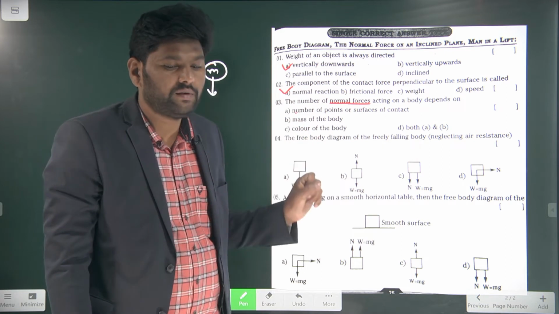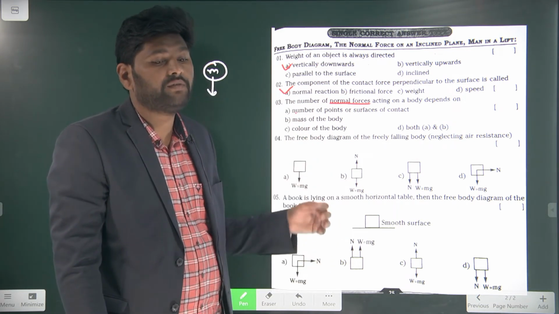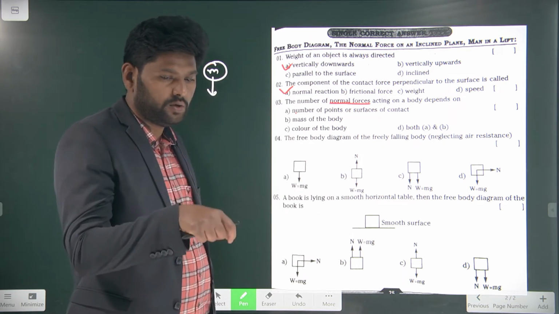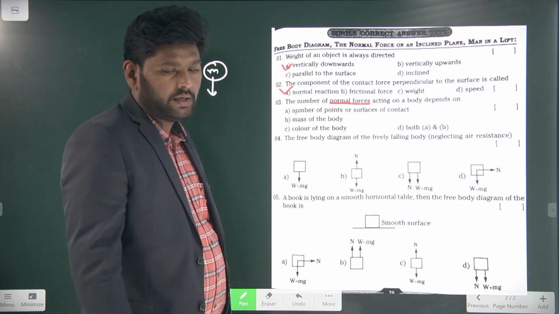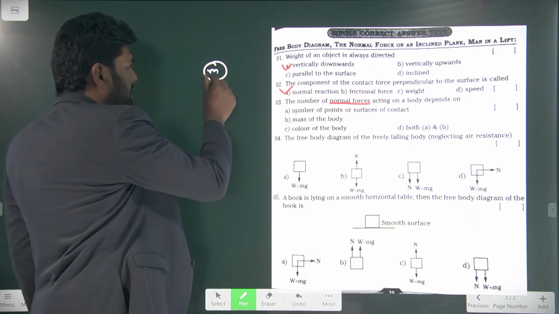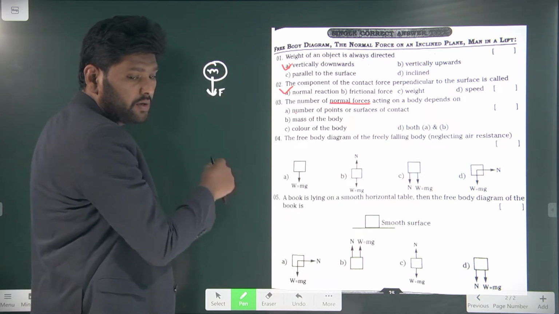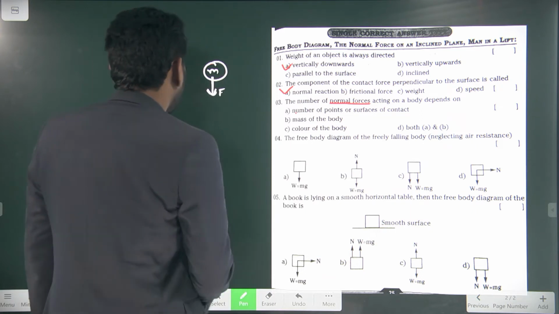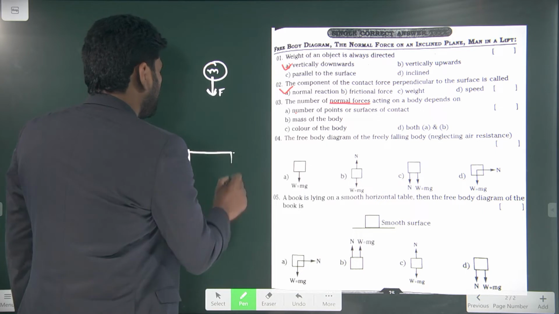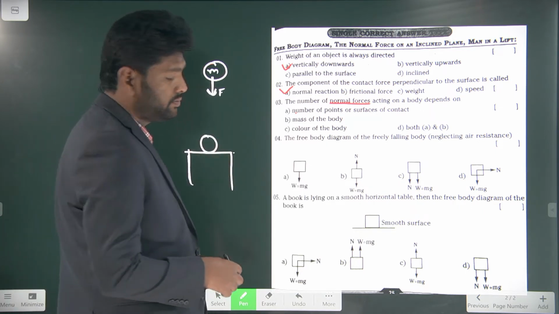The gravitational force is also known as the weight of the body. In which direction will it act? Always downward. Understand? Only one force acts in this direction, and that is the reason the object moves downward. But whereas the same object, if it is on the table, how many forces will act now?